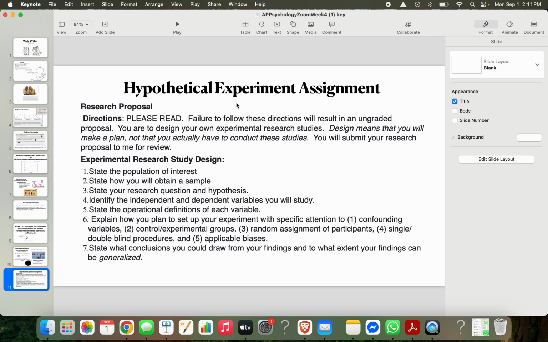All right, so on the hypothetical experiment, this is posted for this week's work. You're not going to do this experiment. You're just making a plan. Please do not conduct it. We're not allowed to. All right. You need to say who's the population you're interested in looking at. How are you going to get a sample from them? What's your research question and your hypothesis, right? So what do I want to know, does more time on TikTok lead to more self-harm? That was my example. My hypothesis is yes, more time on TikTok will lead to more self-harm.